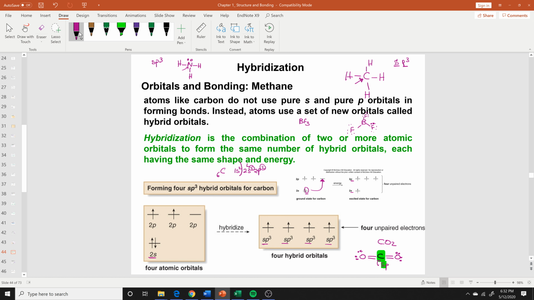Now let's figure out the hybridization of the boron. It has 3 groups around it, so I need an s, and how many p's? 2 p's. This is 1, 2, and 3. So 3 orbitals for 3 groups around it. So the hybridization of the boron is sp2.